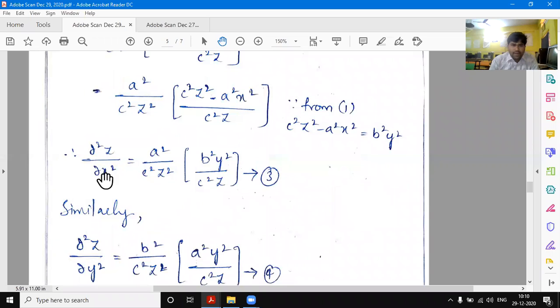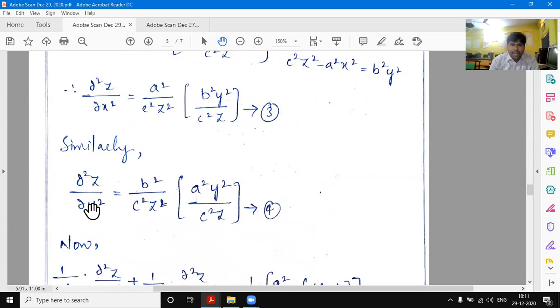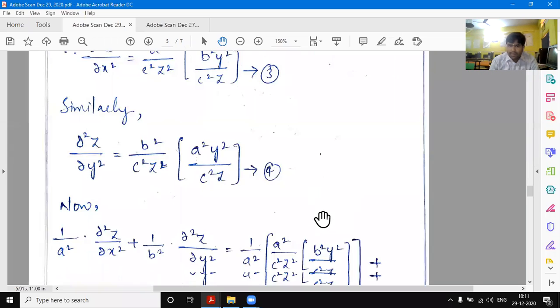So dou square z by dou x square is equal to a square by c square z square into, in place of this we can write b square y square, so b square y square by c square z. This is equation number 3. Similarly, dou square z by dou y square we will get, in place of a we will get b square by c square z square into a square x square by c square z. So this is equation number 4.